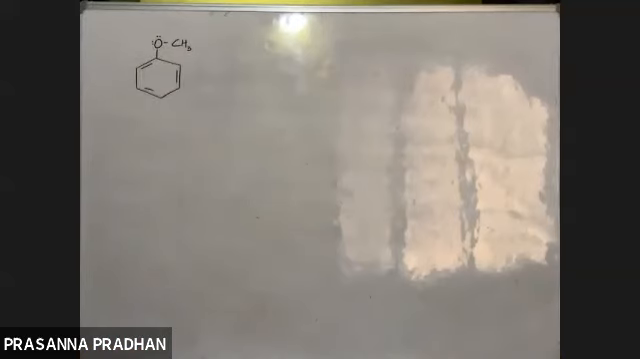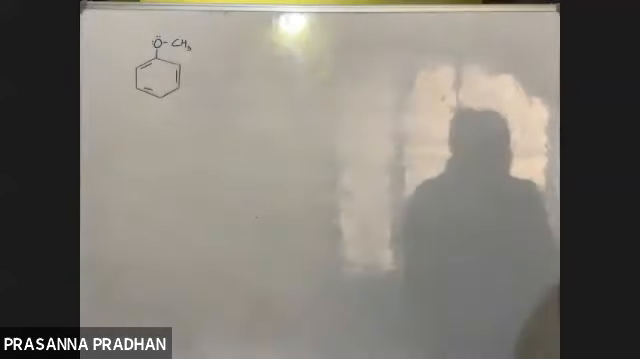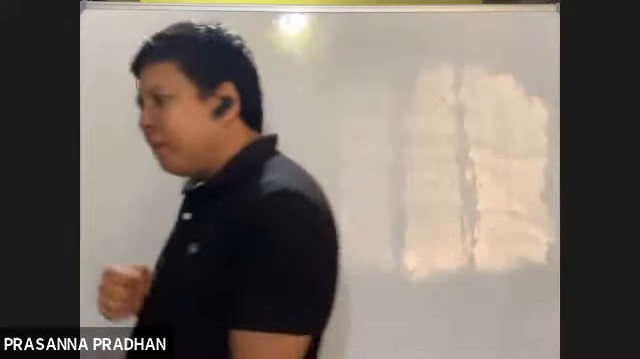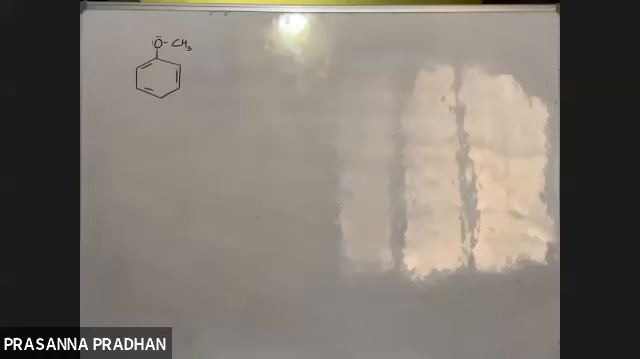Which directing is it? In the last class I had cleared the whole concept. Ortho-para. Why? Because of the presence of lone pairs of electrons. Very good. Why does a lone pair make it ortho-para-directing? Due to resonance, the charges. Excellent. Now you are bang on.